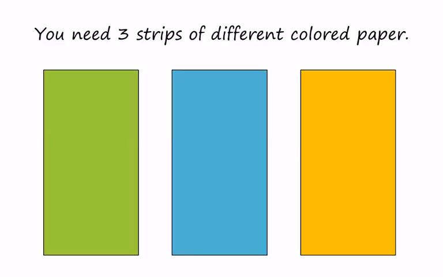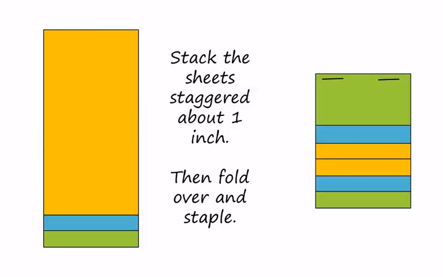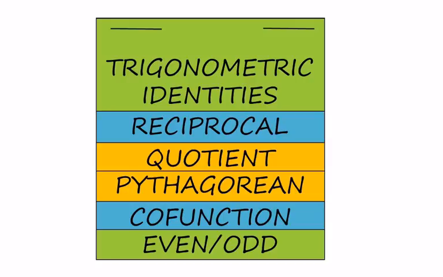We took 3 strips of different colored paper and stacked the sheets and staggered them about an inch each, so that each tab is about the same amount. Then we folded the top down, so we have 6 tabs, and I put 2 staples at the top. The very first one is just going to be the name, trigonometric identities, and then we have a tab for each of the different types of identities that we're going to look at.